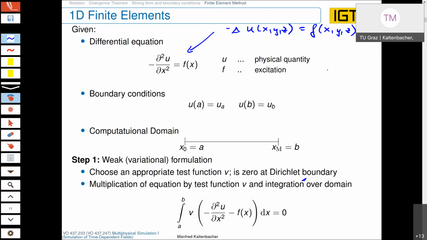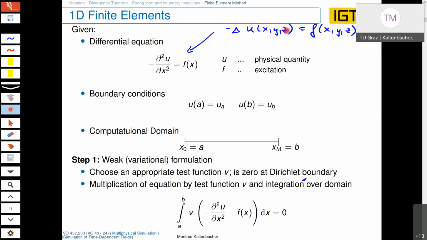And as we discussed last time, I will explain the finite element method by starting with the one-dimensional problem, as you can see here. So we have the second spatial derivative of u with respect to x. u is just a function of x, and it is equal to some right-hand side, some excitation. This would be the notation for the general three-dimensional case, where we would have minus the Laplacian on the unknown solution quantity u depending on x, y, and z.